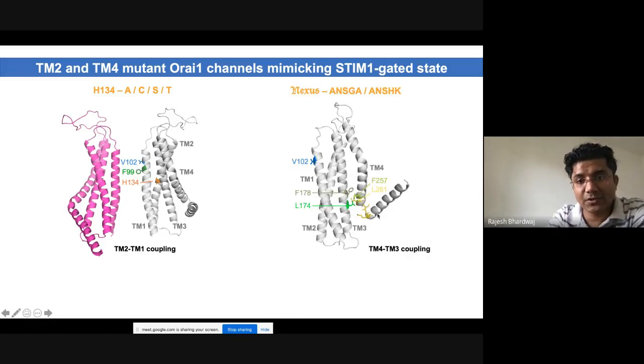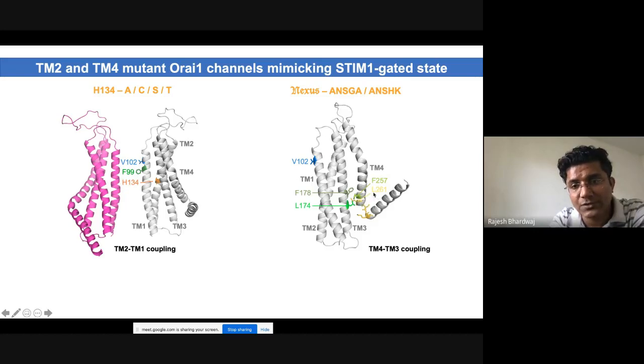On this side, you see the Nexus mutant. Here, Don Gill's laboratory identified this Nexus region within the ORI1 channel, which when the LVSHK residues are mutated to ANSGA residues, the channel becomes constitutively open. And similar to what I said, the V102C gains selectivity when combined with the ANSGA Nexus mutations. And it is believed that this LVSHK to ANSGA mutation causes the flexion of this hinge, which basically then leads to relay of the propagation of these conformational changes, leading to opening of the transmembrane domain 1, the pore of the channel.